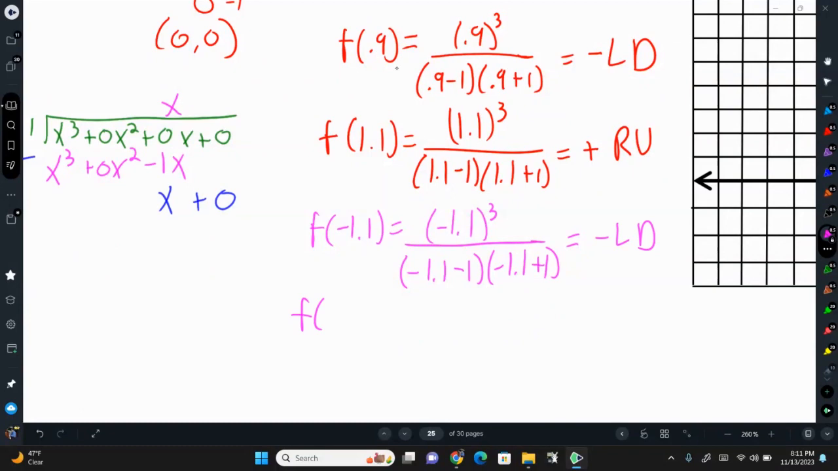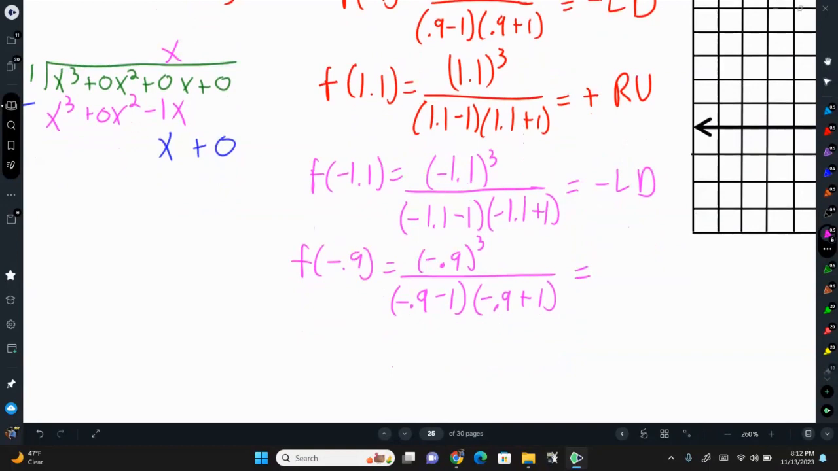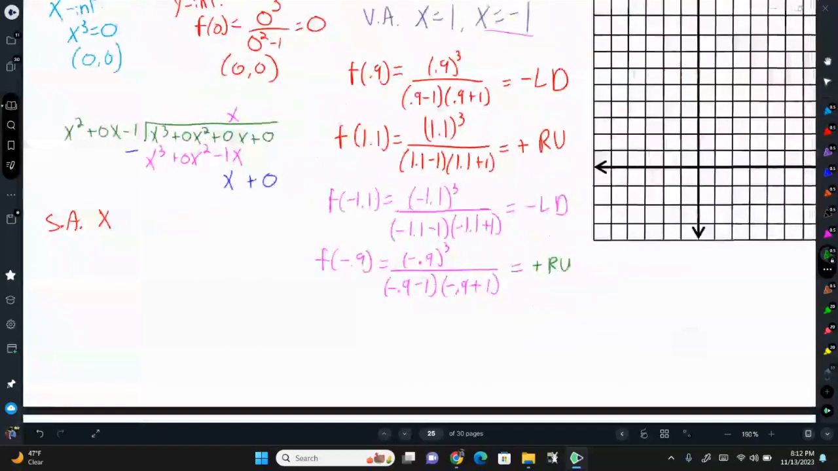And then f of negative 0.9. So we have negative 0.9 to the third over negative 0.9 minus 1 times negative 0.9 plus 1. Well, that negative 0.9 plus 1 is going to be positive. And then we're going to multiply that by the negative factor, negative 0.9 minus 1. And then that negative 0.9 to the third power is going to be negative as well. So this is going to divide up to turn positive. So we got our vertical behavior.